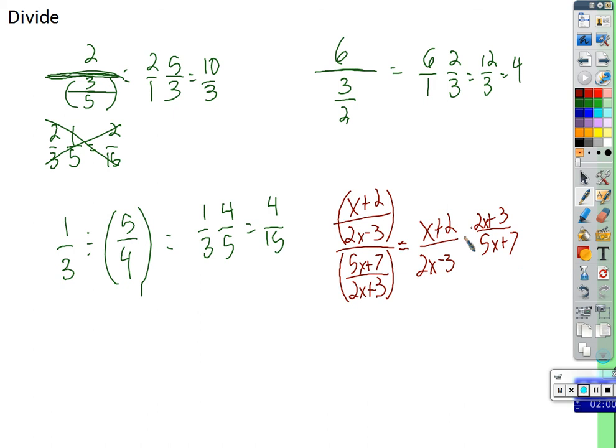Should we cancel the 2 and the 3? No. Can we cross-cancel when we have fractions? Yeah. Like here, I could have canceled the 6 and the 3 to start with. And if you wanted, this would be 2, and then 2 times 2 would be 4. Should we cancel the 2 and the 3? No.